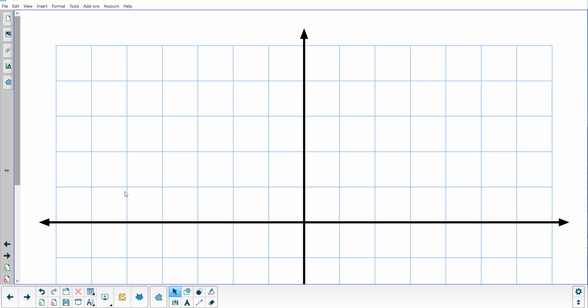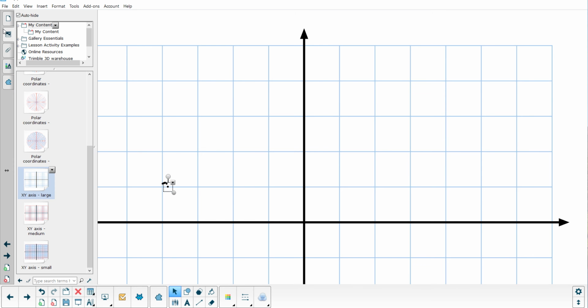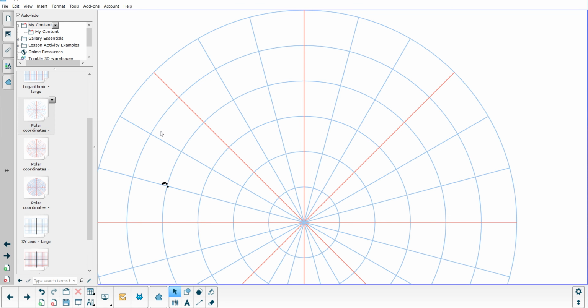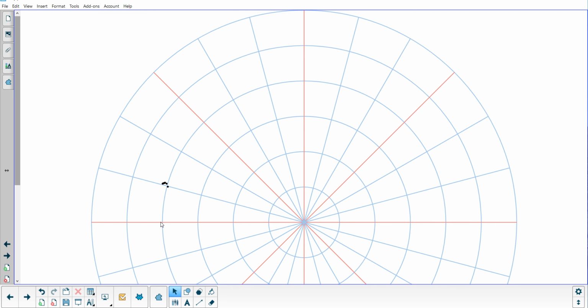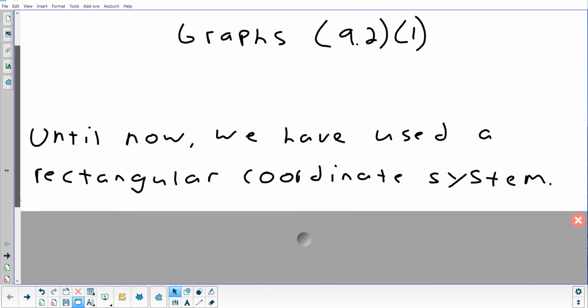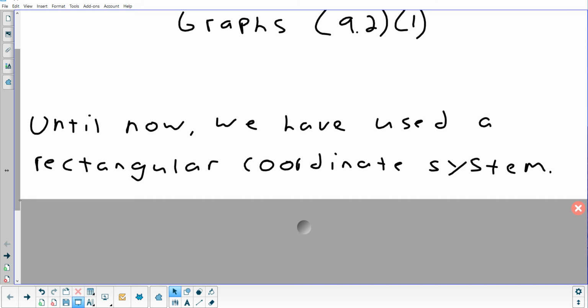Polar, not only is the equation written a little differently than what we're used to, but it doesn't even use the same grid system. Polar uses a system like that. So it uses a different kind of grid when you do the graph. At least parametric still uses the same one we're used to, but polar doesn't. So we've been using a rectangular coordinate system. Now I'm going to show you how to do a polar system.